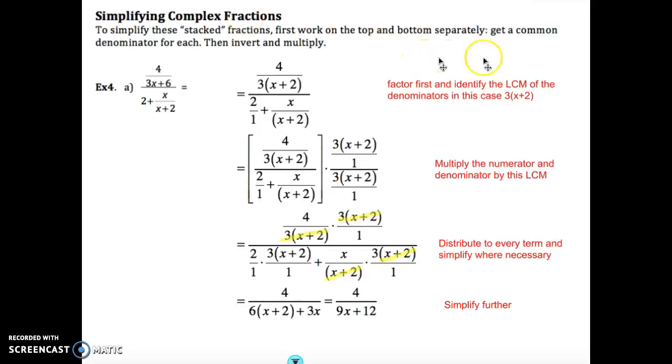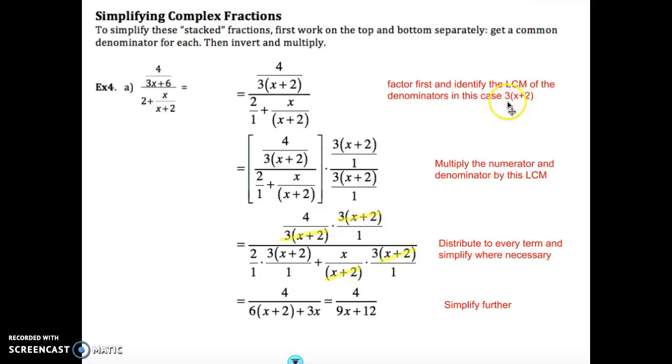Okay, welcome back. So the first thing that you're going to do again, surprise, surprise, is factor. And once you've factored, each individual expression can be written as a mini fraction. And what we're going to do is look at just the denominators of those mini fractions. So the denominator here is 3 into x plus 2. The denominator here is 1, and then we have x plus 2. And we're going to look for the lowest common multiple of those three denominators.